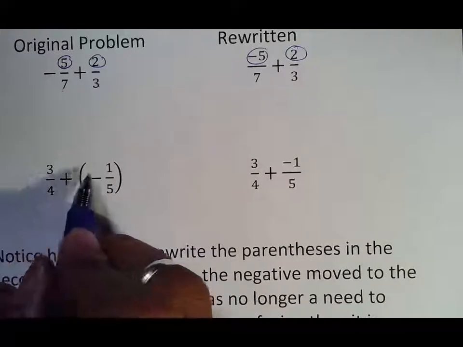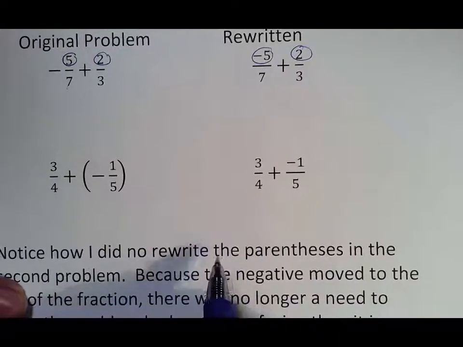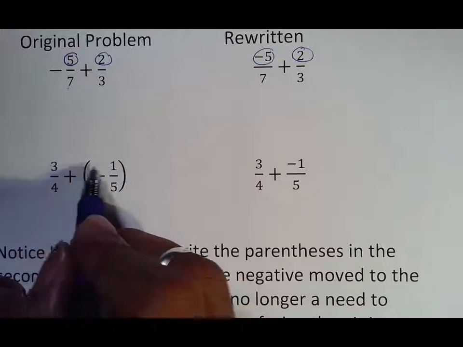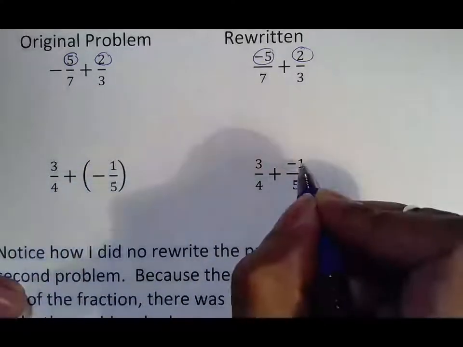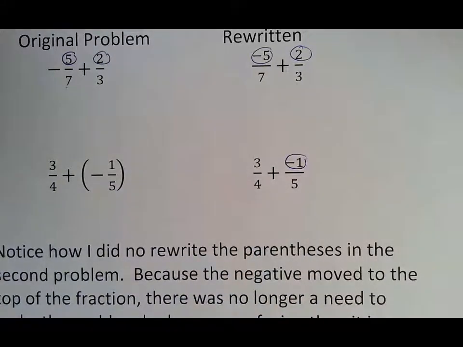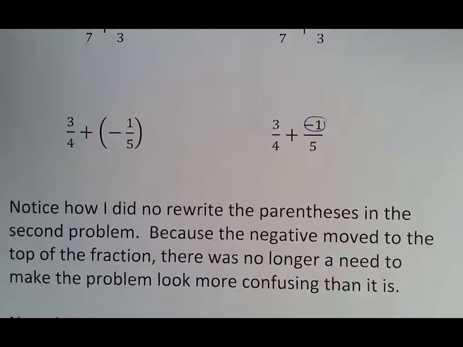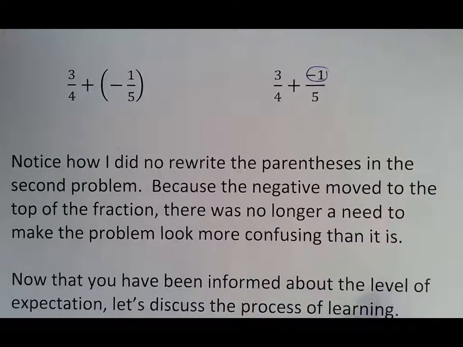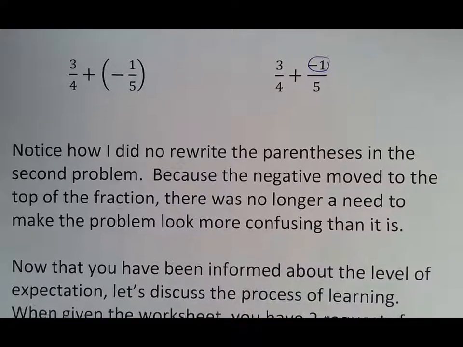If I had 3/4 plus -1/5, the 3/4 is fine, but again, that negative is in front, and sometimes you overlook it because you're looking across. Whereas here, if I move that negative up to the top, you can definitely see that that's a -1. So now notice how I did not rewrite the parentheses in the second problem, because the negative is moved to the top of the fraction. Therefore, it's no longer really needed to make it look more confusing than it is.